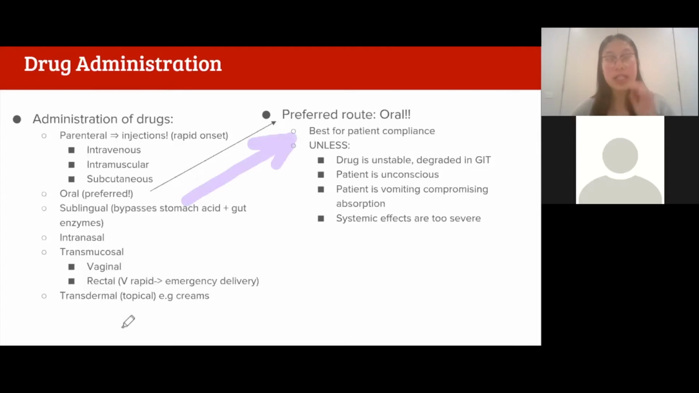And so these kind of drugs would be the more unstable drugs that would get degraded in the GIT by stomach acid or those gut enzymes we've mentioned. If a patient's unconscious, they can't physically take a drug, right? You can't make them swallow the drug. That's dangerous. If a patient's vomiting, the drug won't have enough time in the stomach and intestines to get absorbed, right? And so it exits the body before it even gets absorbed. And you can't take a drug orally if the systemic effects are too severe, so if it's too harmful. Okay?